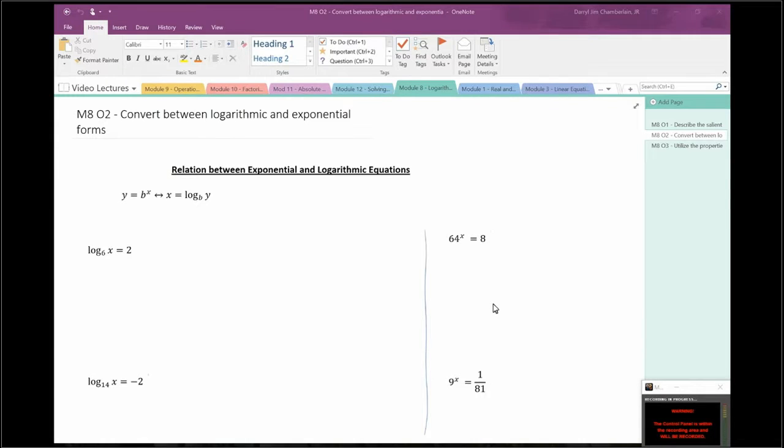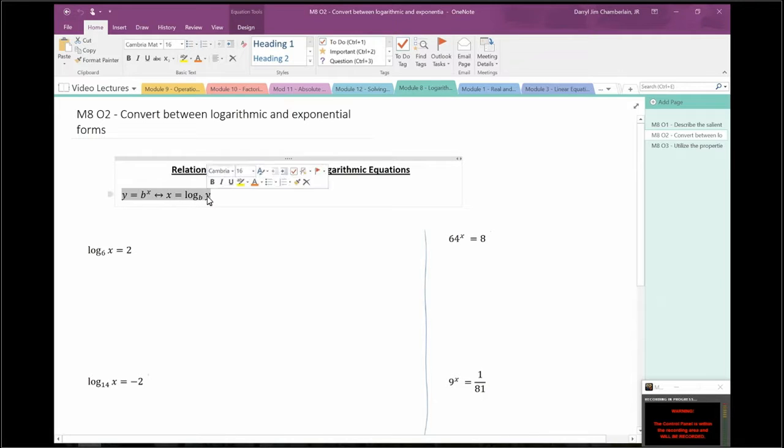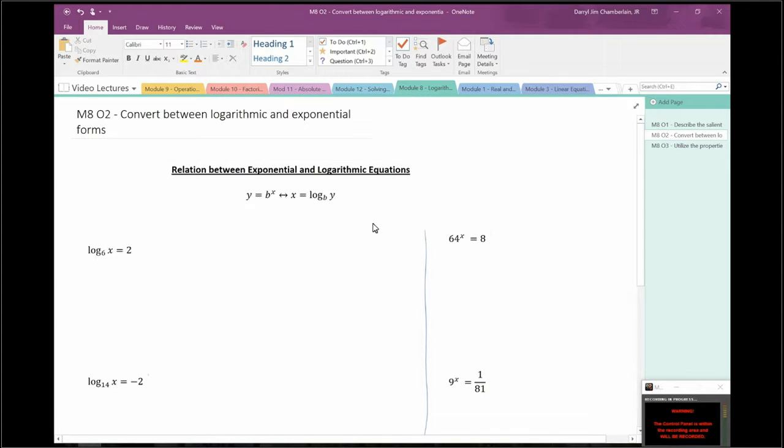Hello. In this video, we're going to focus in on that relationship between the exponential and logarithmic equations. So in the last video, we looked at this conversion, converting between y equals b to the x, and that being x equals log base b of y. So with this comes some very nice consequences.